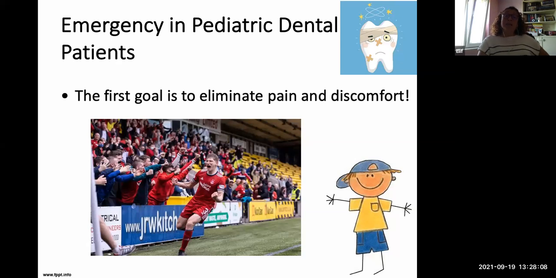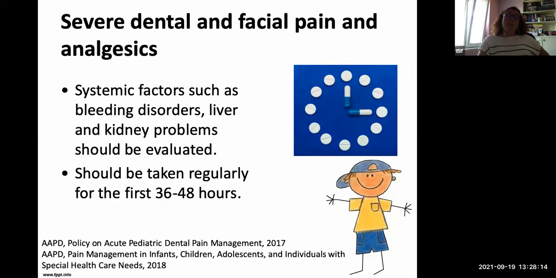So our first goal is to eliminate pain and discomfort in these patients. We mostly prescribe some drugs to these patients in order to relieve their pain and discomfort and also their inflammation. So we mostly prescribe analgesics and antibiotics for this purpose.